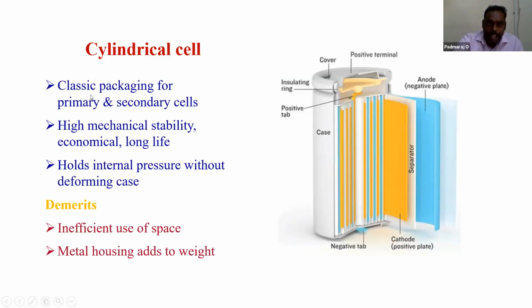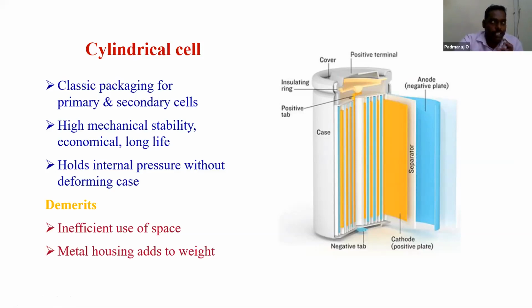The merits: classic packaging for primary and secondary cells, high mechanical stability, economical, long life. The third most important thing: it holds internal pressure without deforming the case. If internal pressure increases during operation, it won't come out because the cylindrical container, the metal container, holds the internal pressure without deforming the case. So that is the merit of the cylindrical cell.